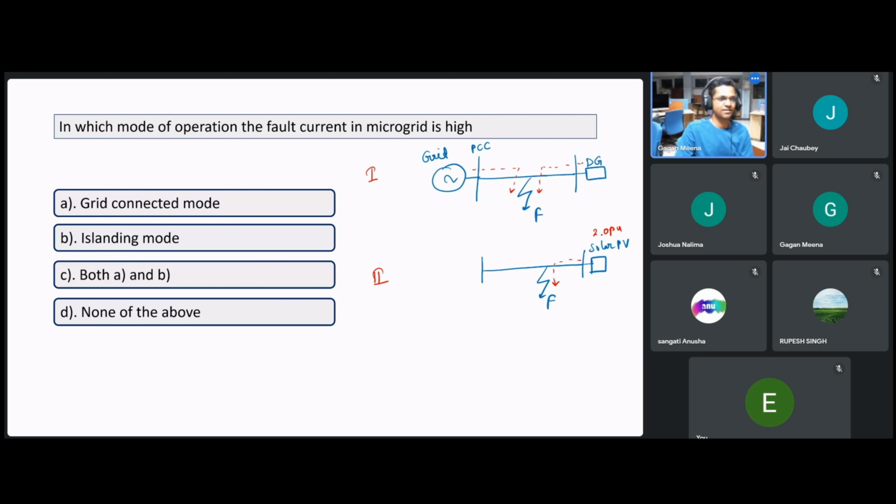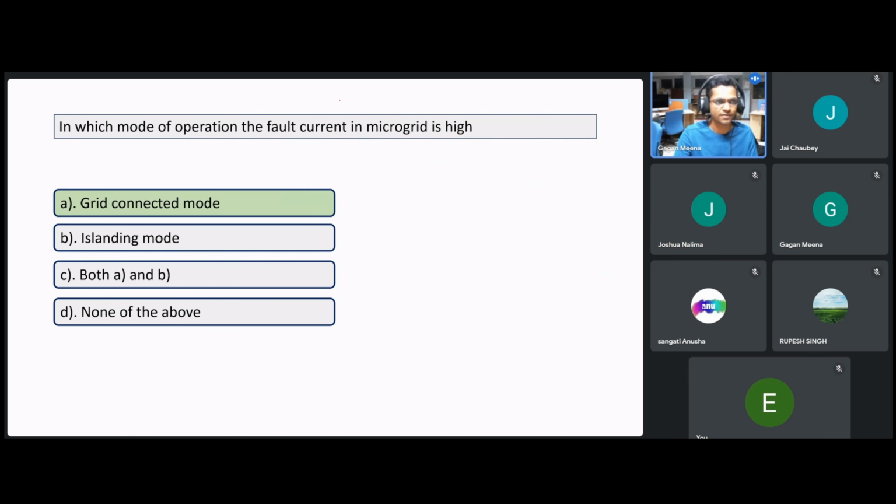So now can you answer this question? In which mode of operation is the current high? Would be grid connected mode. Because here is a limiting factor, no? Correct. So the correct answer is the grid connected mode. So in grid connected mode the current is high.